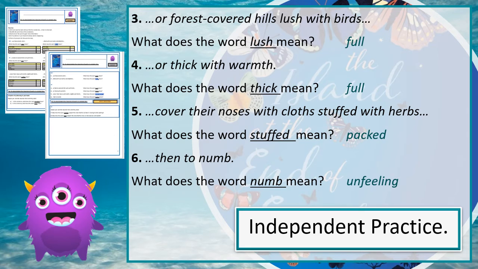Okay, time for the answers. So the word lush means full. Forest-covered hills full with birds. The word thick also means full or full of warmth. Cover their noses with cloths stuffed with herbs. What does the word stuffed mean? It means packed. The cloths are packed with herbs. Then to numb, what does the word numb mean? Unfeeling. So lush means full.